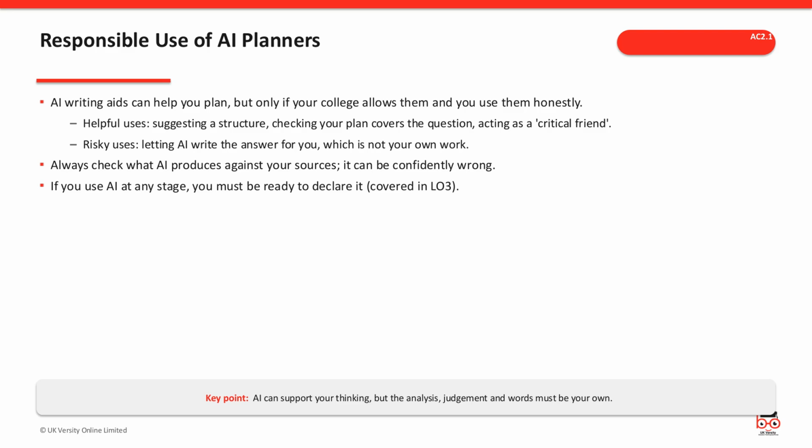A quick word on AI writing aids, since they're everywhere now. Used well, and only if your college allows them, they can suggest a structure or act as a critical friend that checks your plan actually covers the question. Used badly, they write the answer for you, and at that point it's no longer your own work. Always test what the tool produces against your real sources, because it can be confidently wrong, and if you use it at any stage, be ready to declare it.